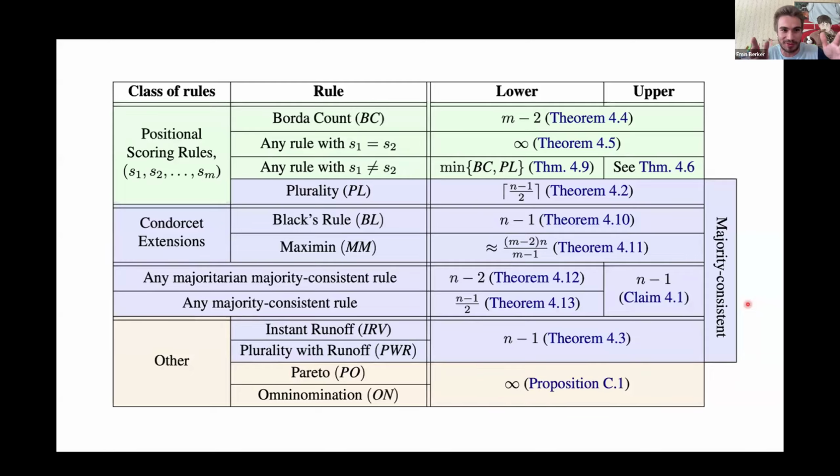This is a larger summary of our results, showing that we have these impossibility results. We have also analyzed some specific rules. There are also rules that depend on both the number of candidates and the number of voters. That's also possible. But in this table, one thing that really stands out is that Borda count is the only rule we analyzed where the manipulation potential does not grow with the number of voters, which is, of course, really good in settings with large electorates.